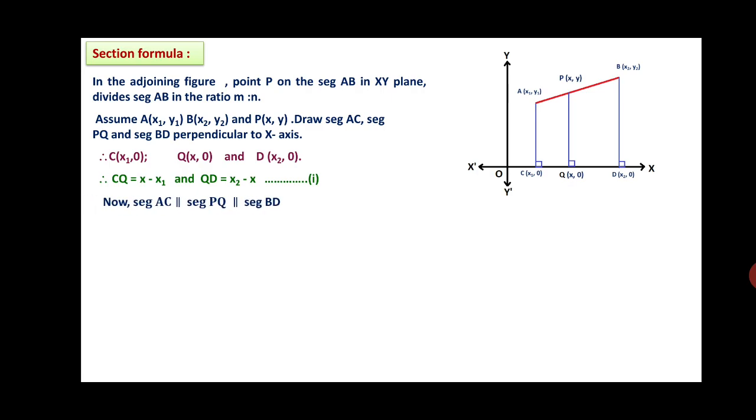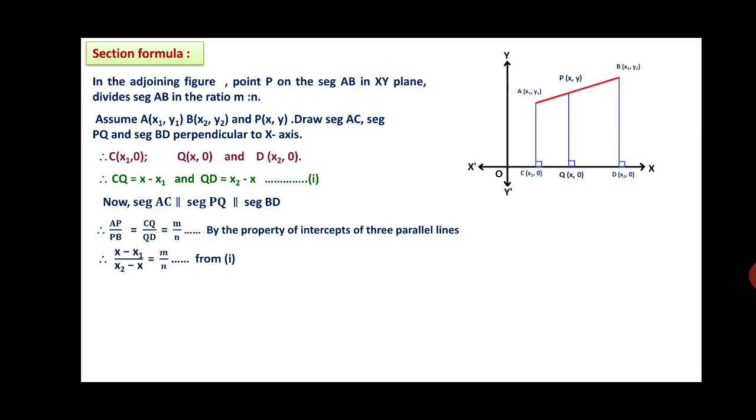Now, segment AC is parallel to segment PQ is parallel to segment BD. From the figure you can see that. Therefore, AP upon PB is equal to CQ upon QD, which is equal to m upon n, by the property of intercepts made by three parallel lines that we have just discussed. Therefore, x minus x1 divided by x2 minus x is equal to m upon n. We have put in the values of CQ and QD from statement 1. Therefore, by cross multiplication, n into (x minus x1) is equal to m into (x2 minus x).